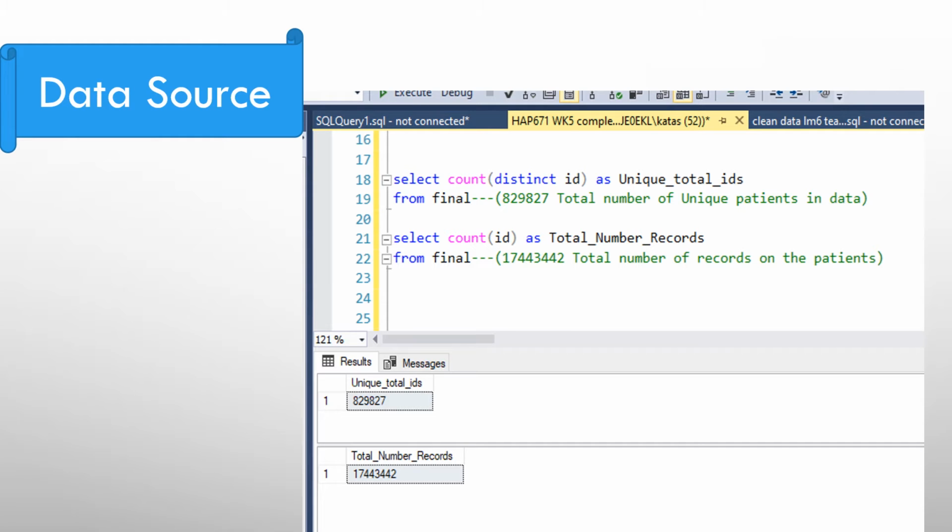The data that we use is simulated data from a major healthcare institution in the United States. This slide shows the amount of patients that we have totally and the total amount of records we have for those unique patients.